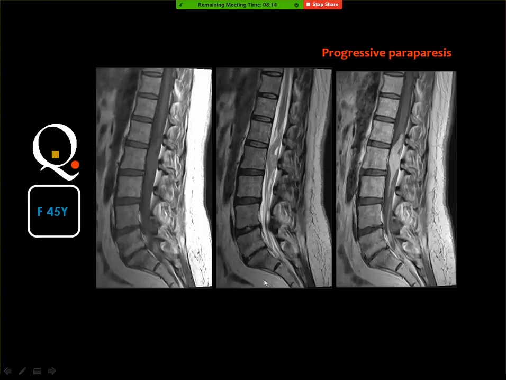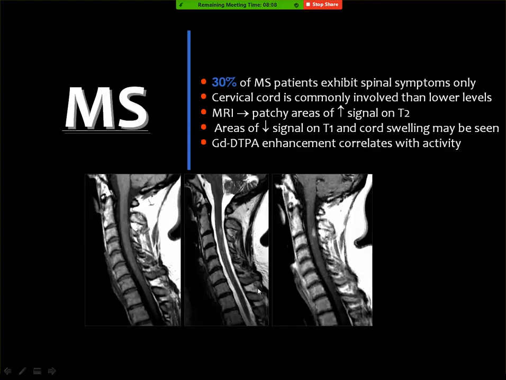Then what do you think of this? Excuse me, doctor, the previous lesion, if we want to comment, we will say intramedullary lesion or abnormal bright signal in the image? This is intramedullary because it is inside the substance of the cord.